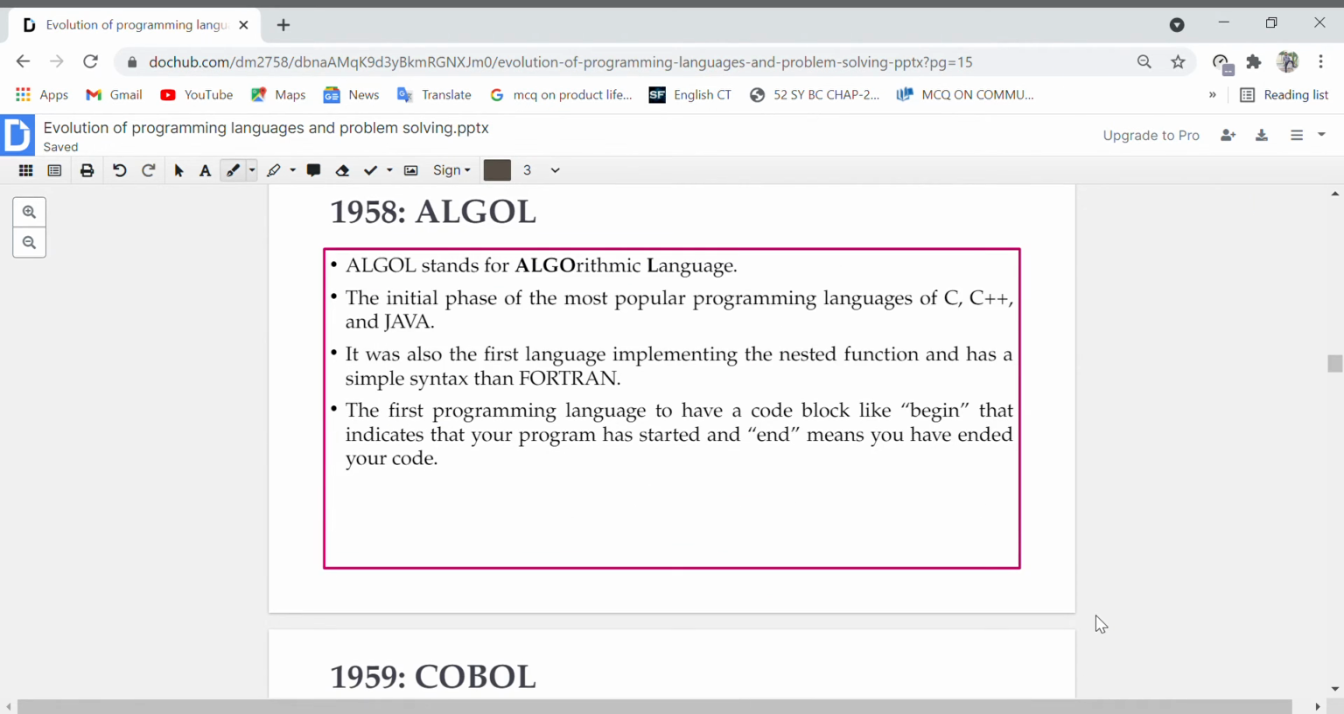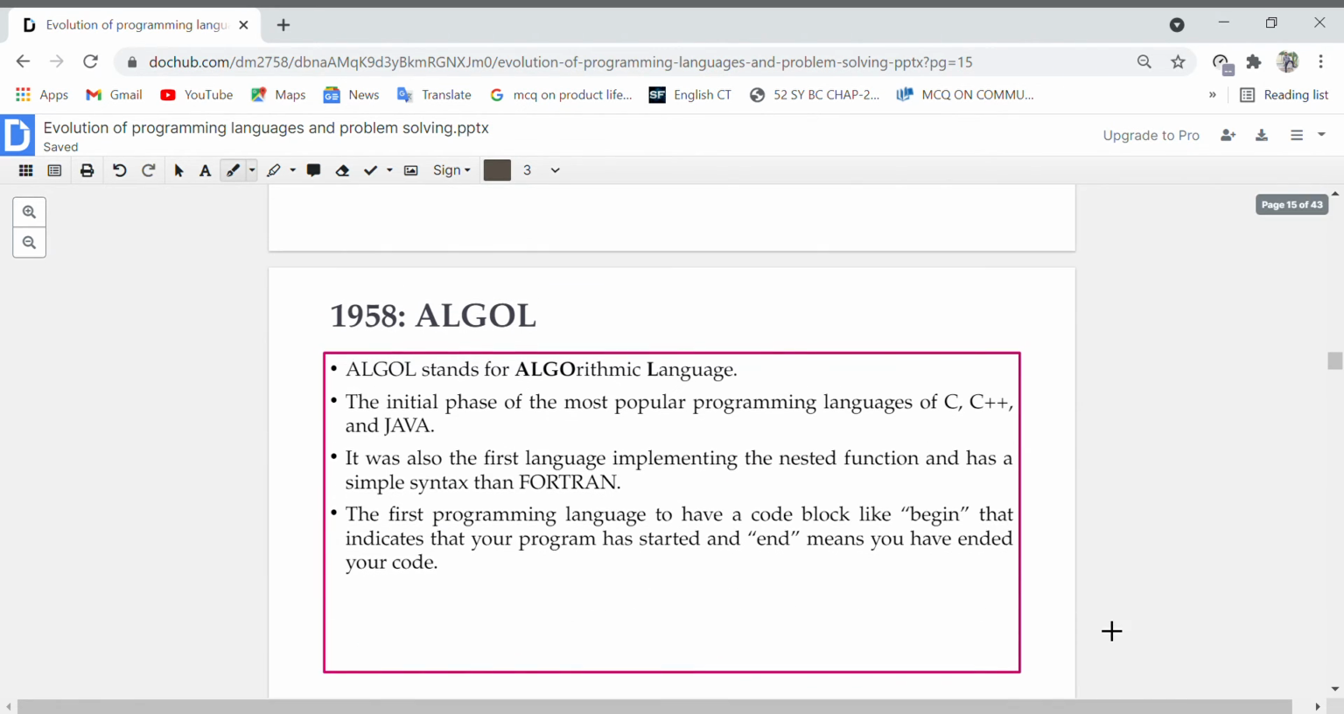Algol is what? Algorithmic language. Algol is the initial phase of Java, C, and C++. It was used for implementing nested functions, and it has simpler syntax than Fortran, and it was the first programming language to use code blocks, that is begin and end.